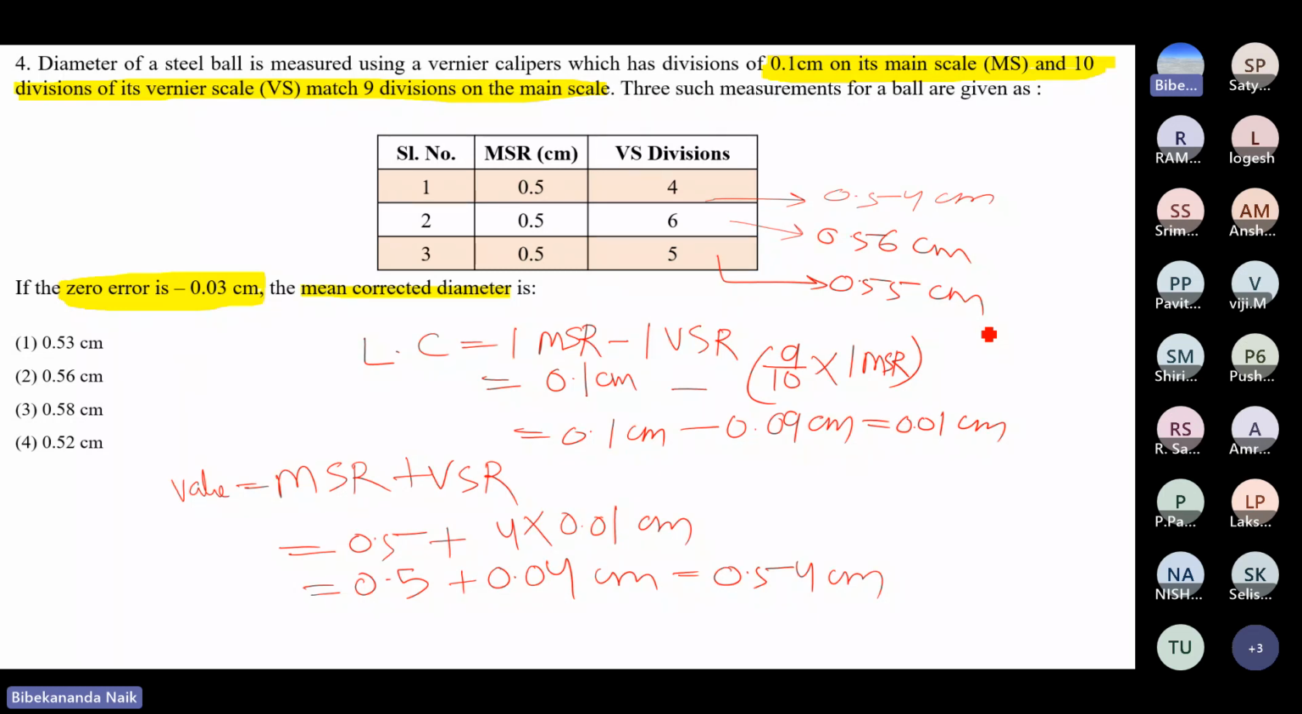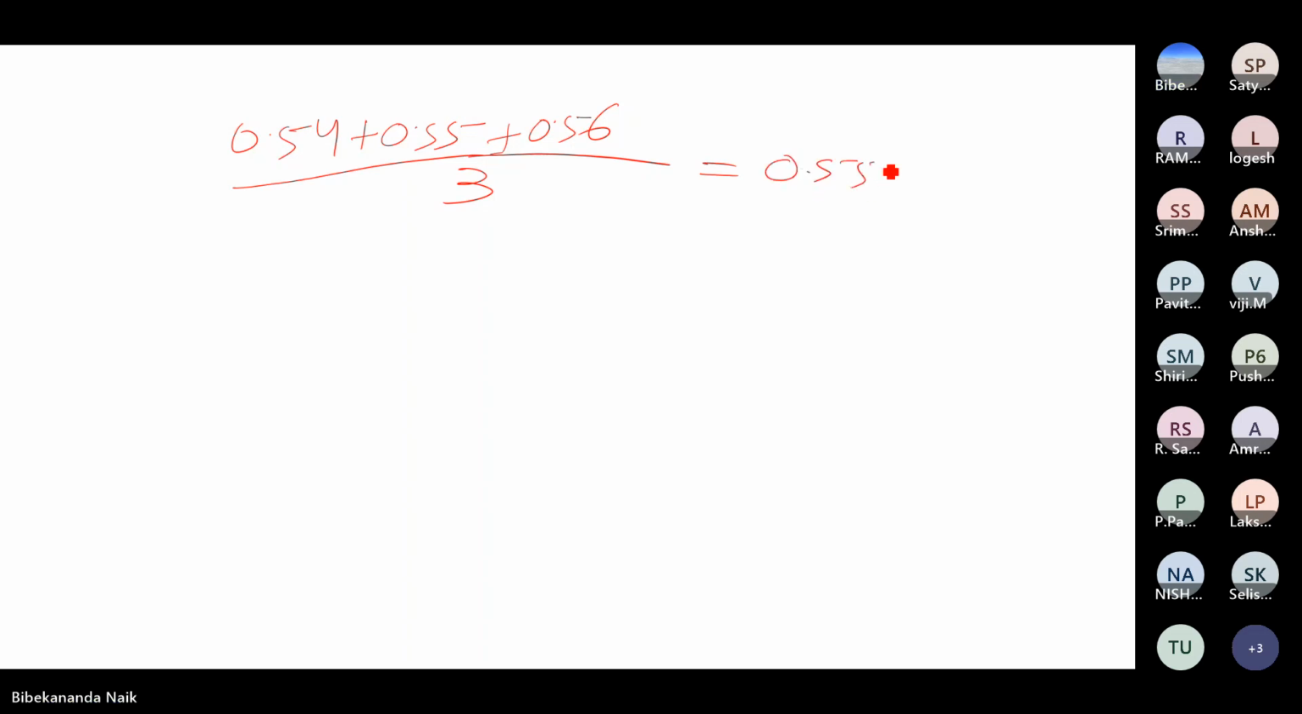Now, since there are three observations, we need to calculate the mean. So the mean observation will be 0.54 plus 0.55 plus 0.56 divided by 3. It will be 0.55 centimeter. So this is the measurement with the slide calipers.